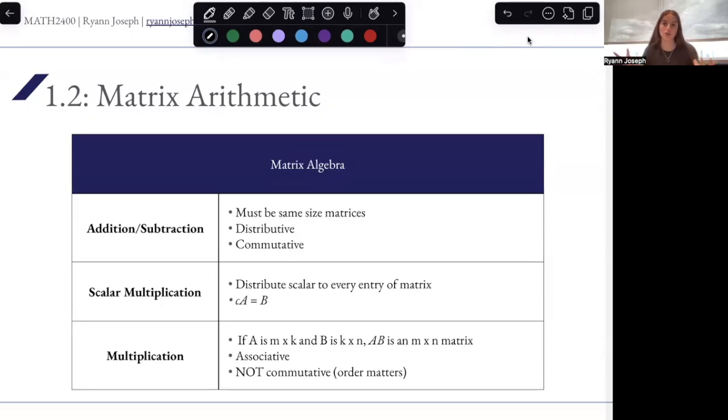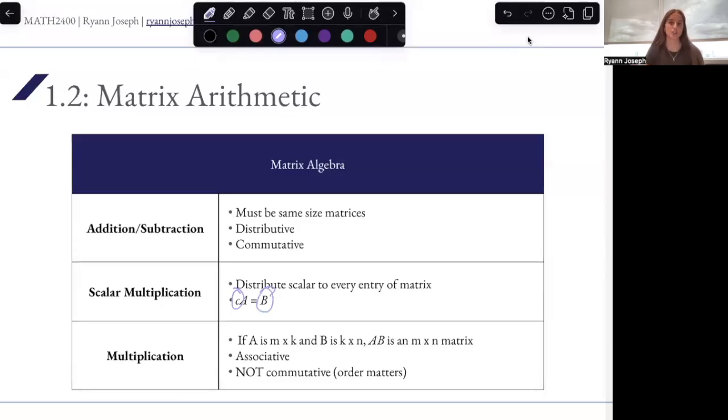Scalar multiplication is also what it sounds like. So we distribute a scalar into every entry of the matrix. If I had some matrix A and I wanted to multiply it by some scalar C, I just take every single entry in A and multiply it by that scalar, and I get my result in matrix B.